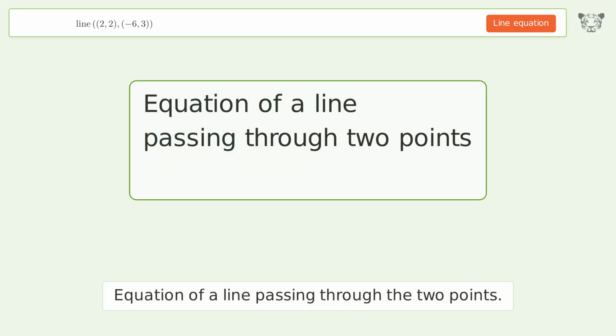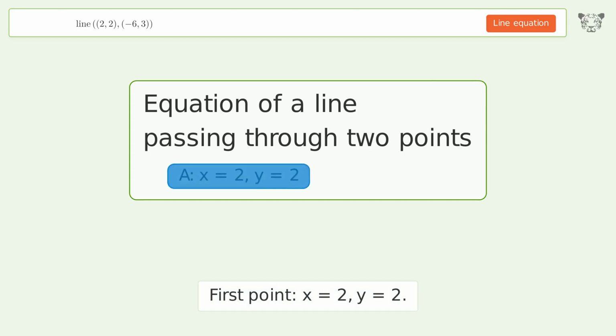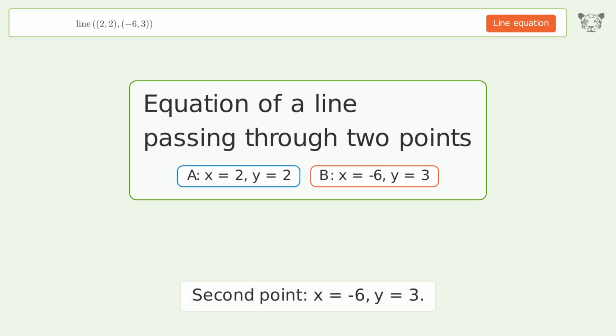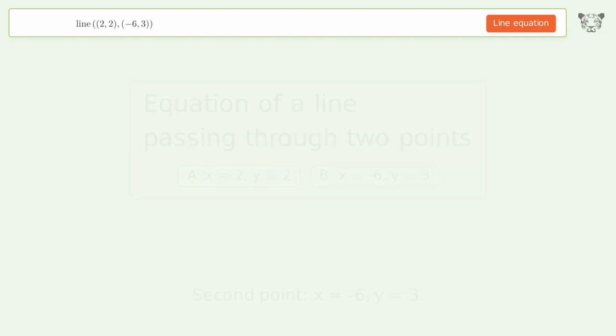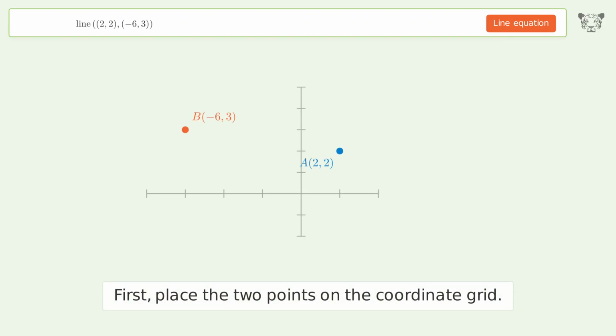Equation of a line passing through 2 points. The first point has x equals 2, and y equals 2. The second point has x equals -6, and y equals 3. First, place the 2 points on the coordinate grid.